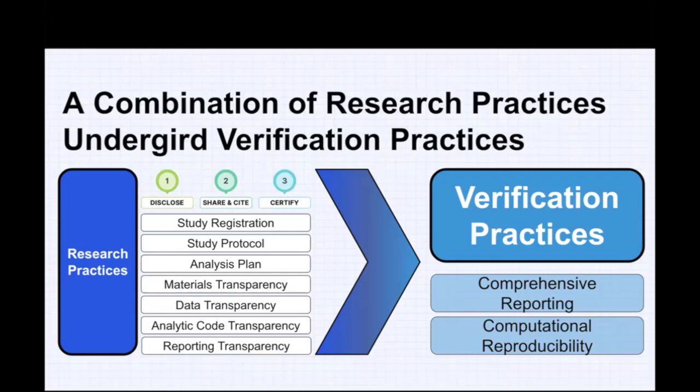Verifying computational reproducibility relies on open materials, open data, open code, and that lets independent analysts check the reproducibility of results that are underlying various empirical claims. So both of these verification practices, comprehensive reporting and computational reproducibility, are distinct from the research practices that precede them because they involve a combination of those practices. And it's only with those practices that the presence of comprehensive reporting and computational reproducibility can be checked.